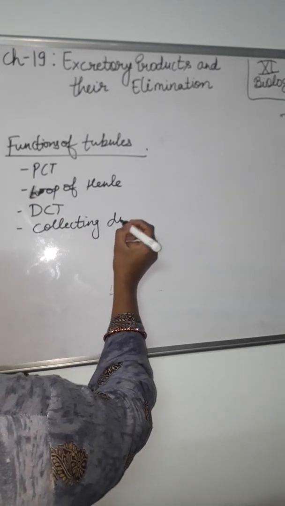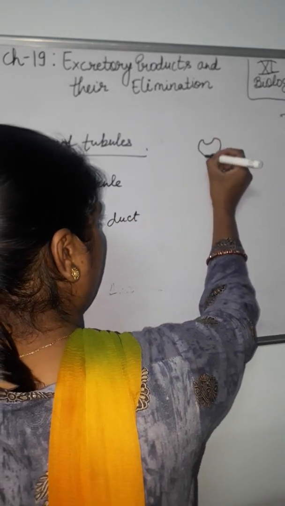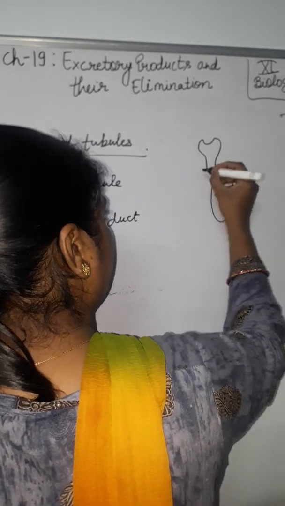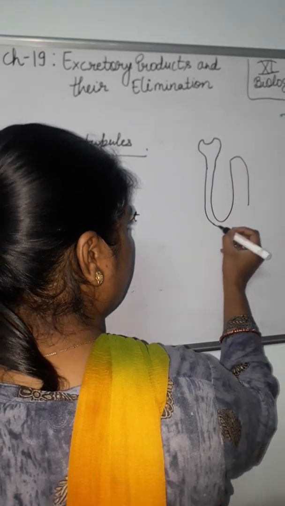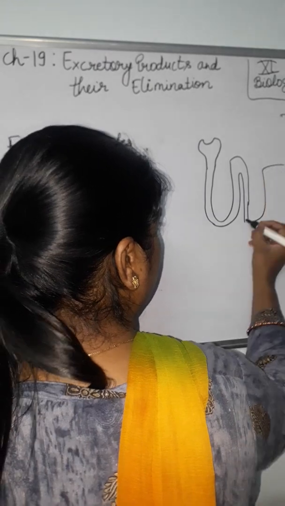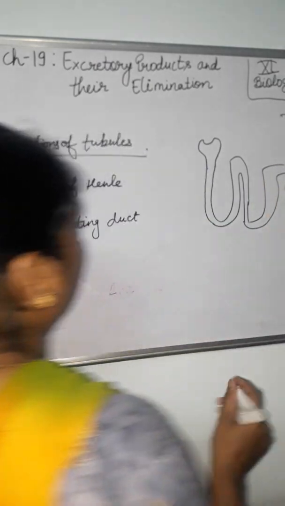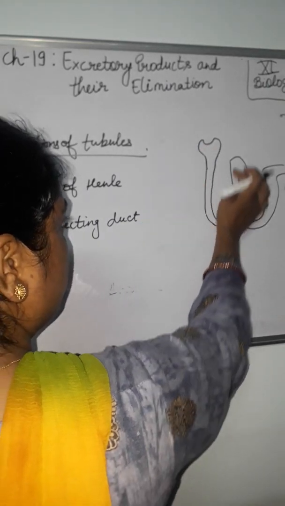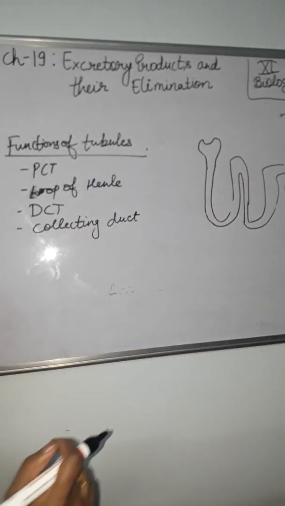कलेक्टिंग डक्ट. Okay, suppose this is nephron, this is Bowman capsule, this one, the first one, this is PCT, and this U-shaped structure, this is loop of Henle, and this one is DCT, and this one is collecting duct. Okay, this is Bowman capsule, this one is PCT, this is loop of Henle, and this one is DCT, and this one is collecting duct.